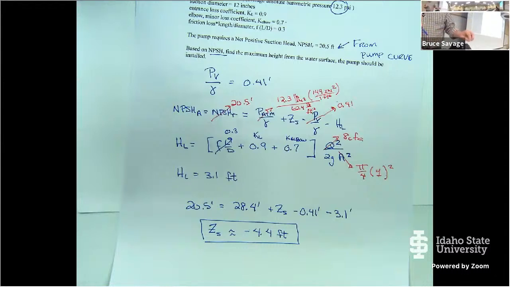If I've done those numbers correctly, I may have punched things in incorrectly, but the concept of getting a negative value tells me that I can go above the water surface. There are some pumps that require a pretty significant net positive suction head. So make sure that you're always conservative and always place the pump a little bit lower than what your calculation tells you. All right?